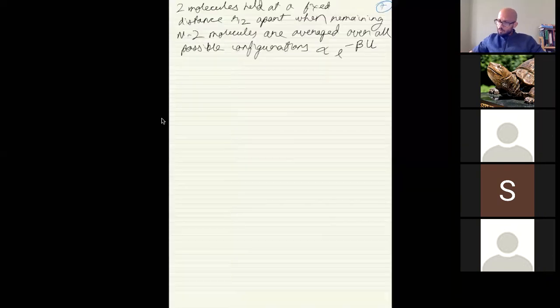right? So we take these two molecules, fix them at a distance r12, and allow everything else to take all possible configurations they can, but every configuration has its own weight, which is the Boltzmann weight. So this is e to the power minus beta U.